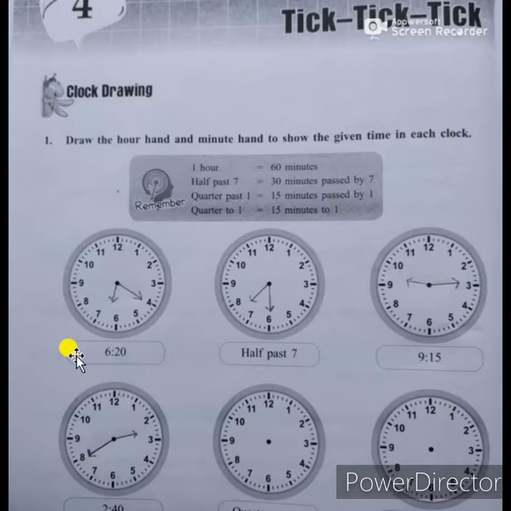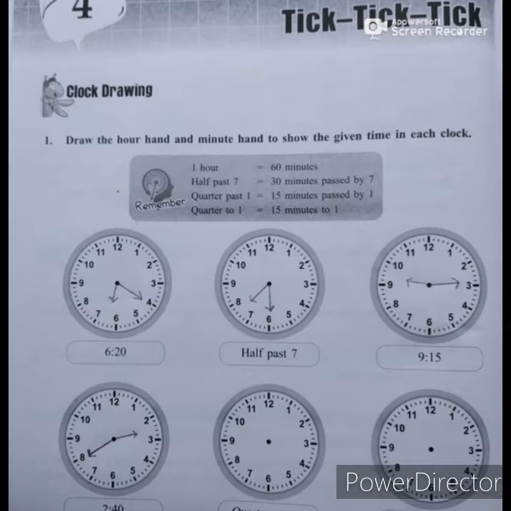Students, I have showed that the hour hand will be slightly away from 6 and the minute hand will be at 4, the number 4. That means 4 5s are 20. That I have showed there. This is the time 6:20.